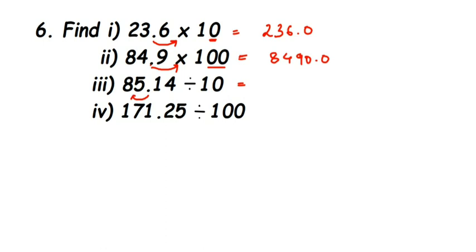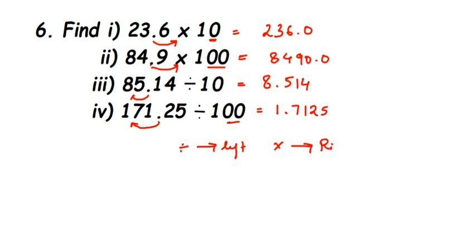So it will become 8.514. That's it. Now there are 2 zeros, so the decimal will move 2 places to the left side. So it will become 1.7125. Same rule, but remember, for division the decimal will go left side, and for multiplication it goes to the right side. So I hope it's clear how to multiply and divide with 10 and 100. Same thing goes for 1000 and 10,000. You have to just see how many zeros are there, that many place values it will move.